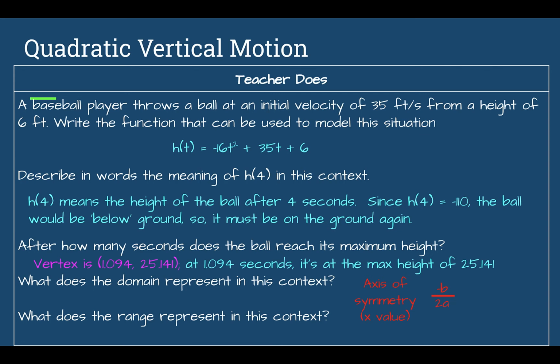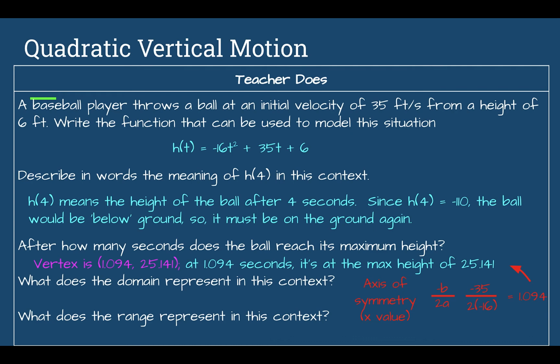So if we take the values from our function, negative 16 and positive 35, and plug them in, I would get the opposite of b, negative 35, divided by 2 times negative 16, so negative 35 divided by negative 32, and you get 1.094, which is the time that it took to reach that maximum height. So you can do it either way. If you want to continue finding the vertex, just know the first value is your time, the second value is your height, or you can try using the axis of symmetry.